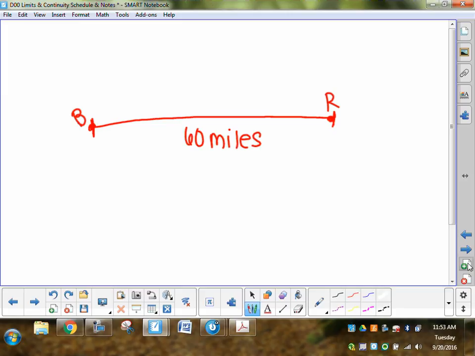Now, you're driving in Buffalo, and I clock your speed. There's a state trooper sitting here at Buffalo, and he catches you. Have you ever driven above the speed limit?